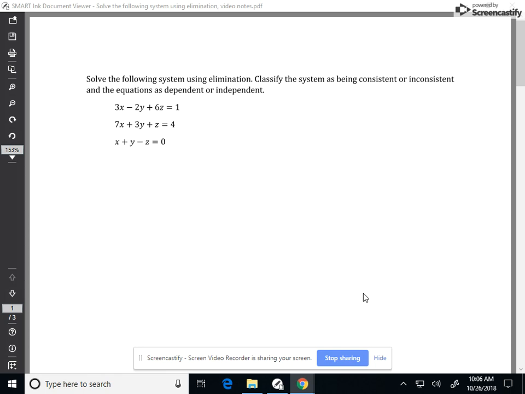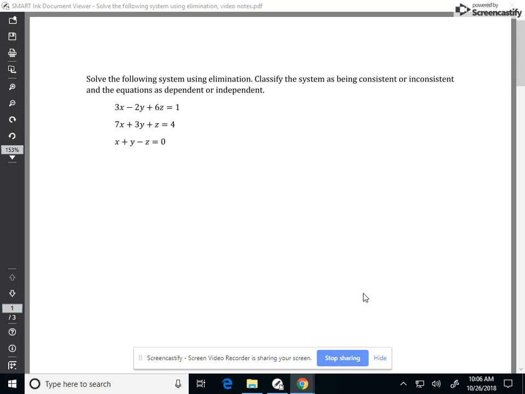So our instructions say solve the following system using elimination. Classify the system as being consistent or inconsistent, and the equations as being dependent or independent. Now, when we look at using elimination in your notebook on page 71, I think, it says use one equation to eliminate the same variable from the other two equations. Solve the resulting system of two equations. Then substitute the values back into one of the original equations to find the third variable.